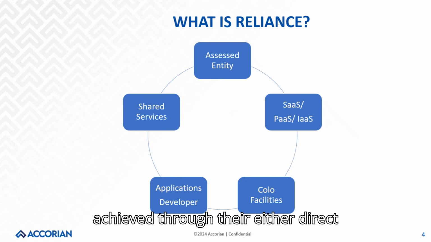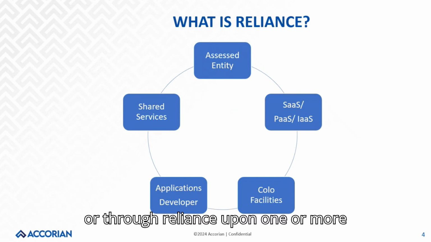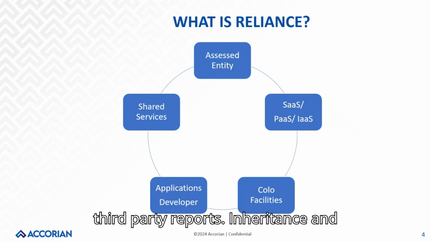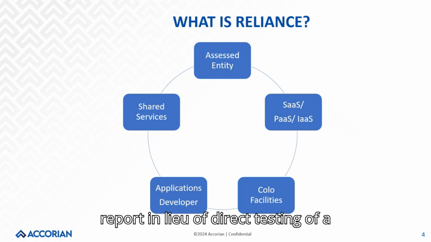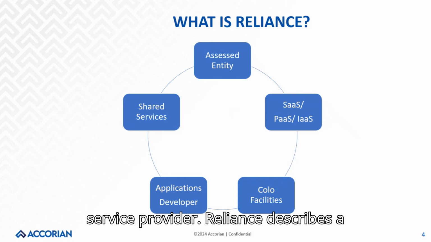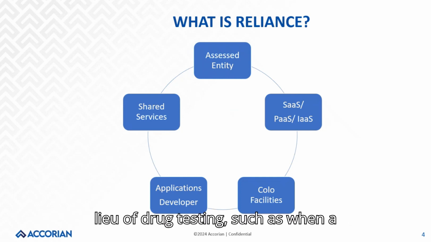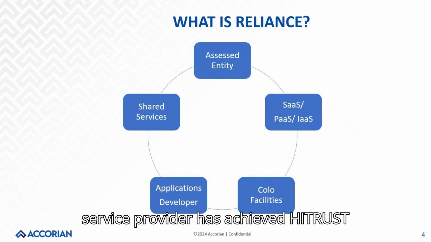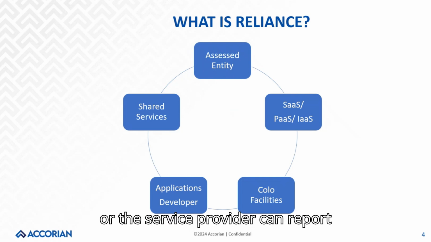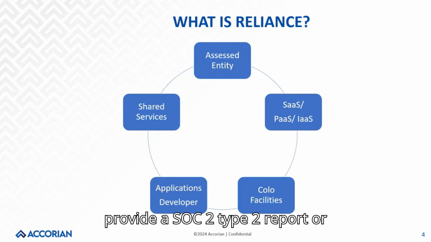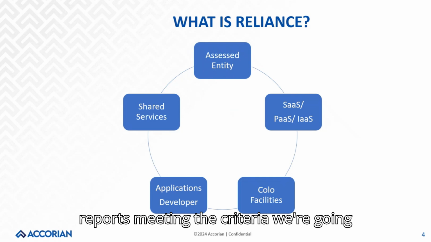This is generally achieved through either direct testing or audit of the service provider, or through reliance upon one or more third-party reports. Inheritance and reliance are simply two different approaches to relying upon a third-party report in lieu of direct testing of a service provider. Reliance describes a scenario where the external assessor may choose to rely upon one or more reports in lieu of direct testing, such as when a service provider has achieved HITRUST certification but does not participate in the inheritance program, and/or the service provider can provide a SOC 2 Type 2 report or potentially other types of reports, meeting the criteria we're going to describe below.